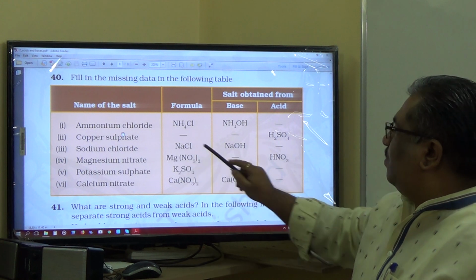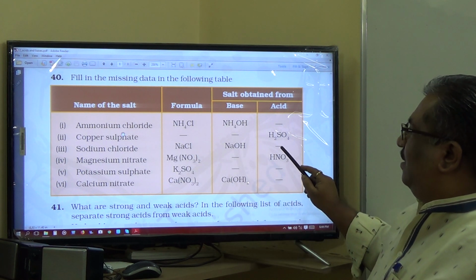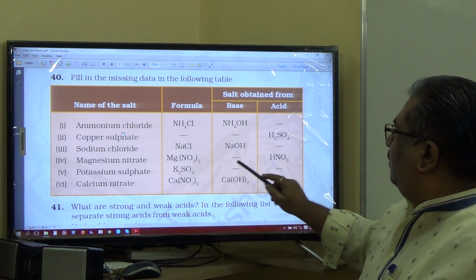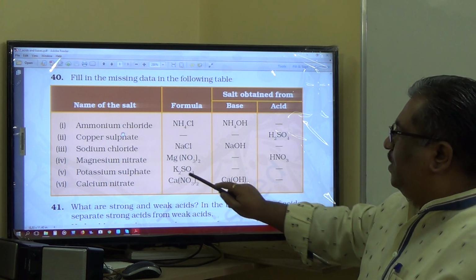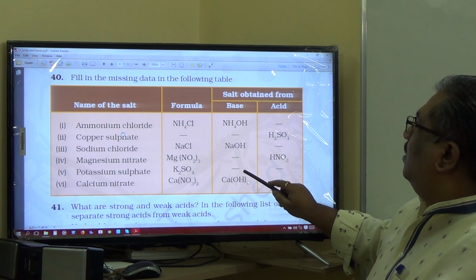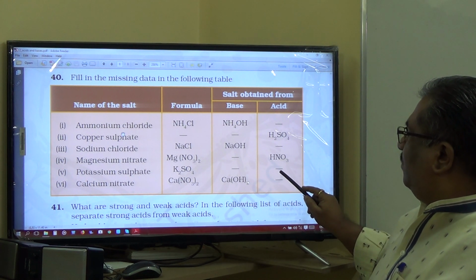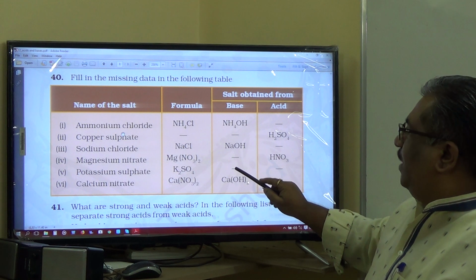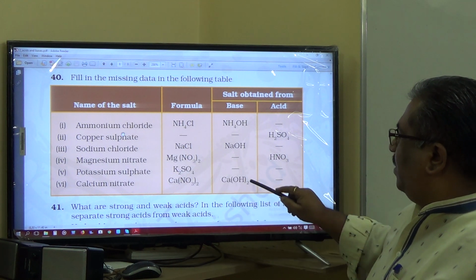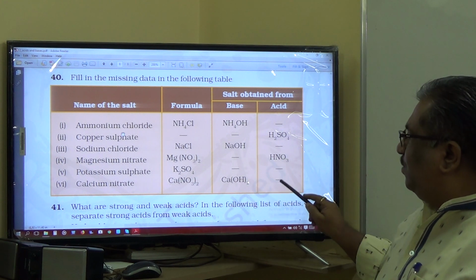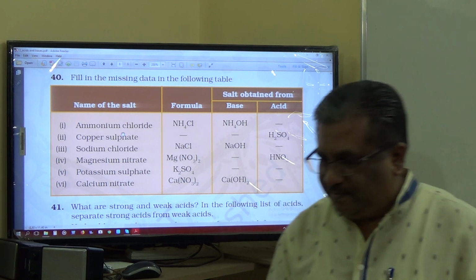Next, sodium chloride: NaOH plus HCl. Next, magnesium nitrate: HNO3 is used, magnesium hydroxide Mg(OH)2. K2SO4 here, base and acid. Acid is sulfuric acid H2SO4, and KOH plus H2SO4 gives you K2SO4. Then calcium nitrate: calcium hydroxide plus nitric acid HNO3 gives you calcium nitrate.